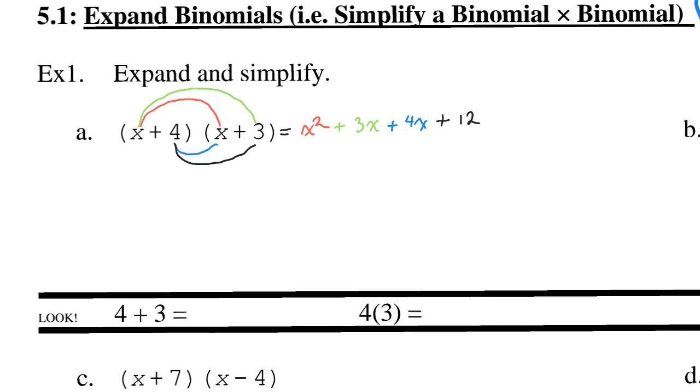So now, all we have to do is what we used to call collect like terms. And we look for all the x squareds in this problem. There's only one x squared, so let's copy that down. Now, you'll notice that we have 2 x's sitting in the middle. We have to add those two together. Plus 3 plus 4 gives us plus 7x. And then finally, we just have 12.